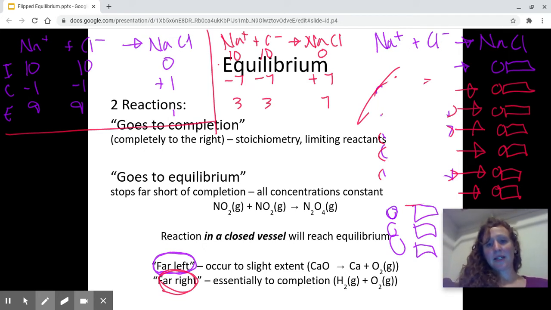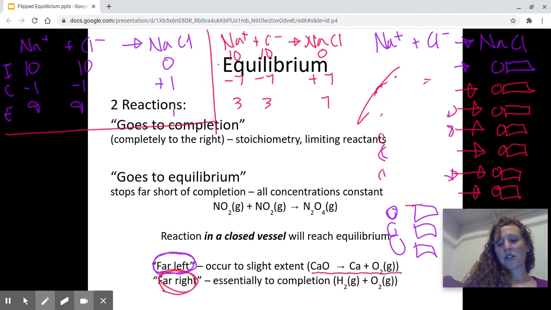You can see a couple examples down below. Look at our far left example. Calcium oxide turns into calcium metal and oxygen gas. Now, this may happen if you have calcium oxide.